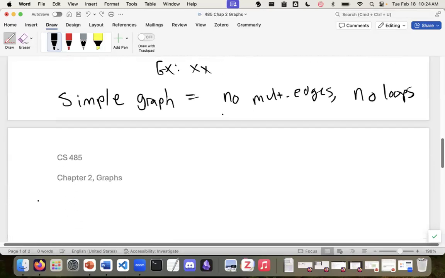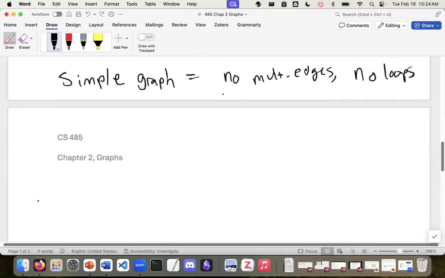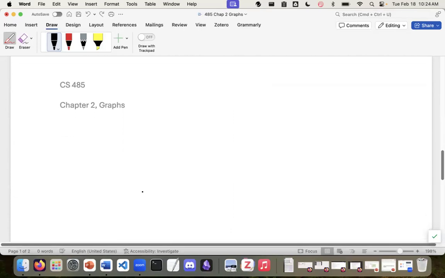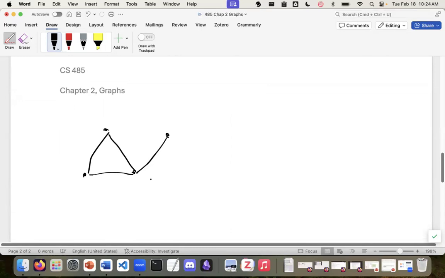All right. So a simple graph is just no multiple edges, no loops. So for example, the way to draw the previous one as a simple graph is to just take away the multiple edges, take away the loop. That's a simple graph.